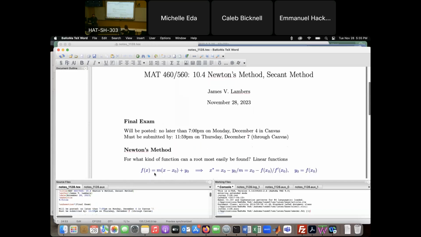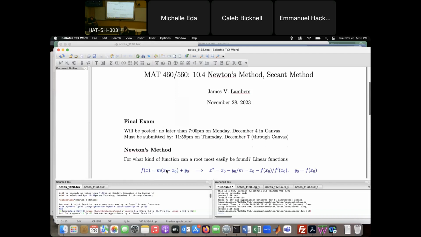So if this is our function, written in point-slope form, a line of slope m passing through a given point x naught, y naught, then we set this equal to 0 and find the root, x star. The x-intercept: if I set this equal to 0 and solve for x star, then this is what I get. x star is equal to x naught minus y naught over m.